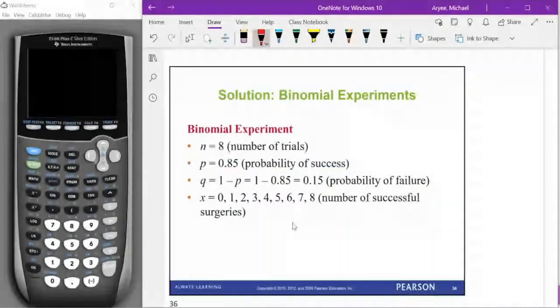So these are the results. Your n is 8, that's the number of trials. Your p is 0.85, which is the probability of a success. Your q is 0.15, which is the probability of failure, and x could be any one of these numbers.